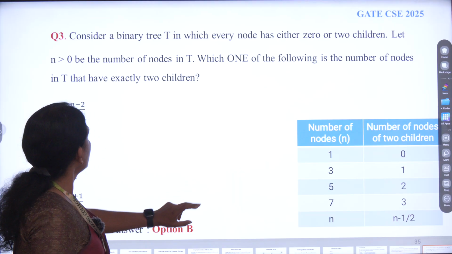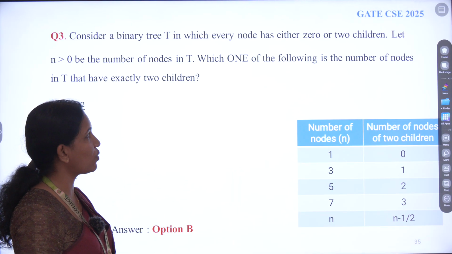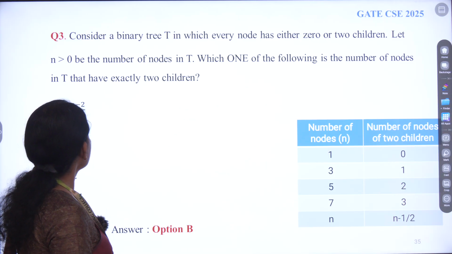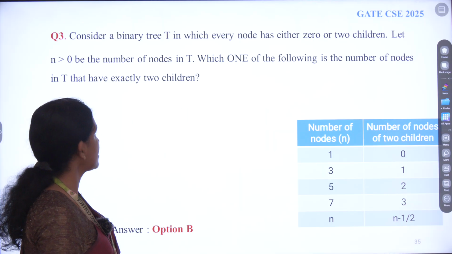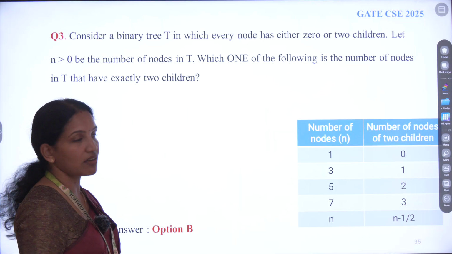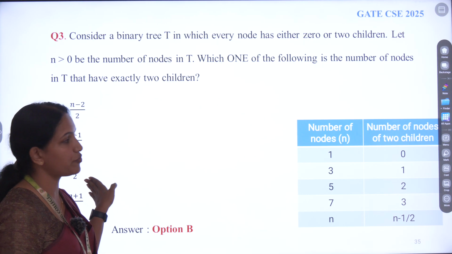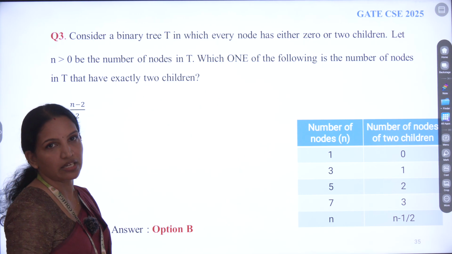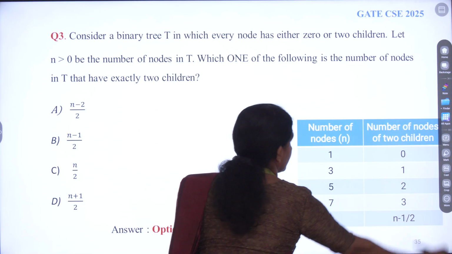Next question, consider a binary tree T in which every node has either 0 or 2 children. Let n greater than 0 be the number of nodes in T. Which one of the following is the number of nodes in T that have exactly 2 children? So here we have to formulate an equation. We have to find out an equation that matches this criteria. So first we will assume the number of nodes as 1.